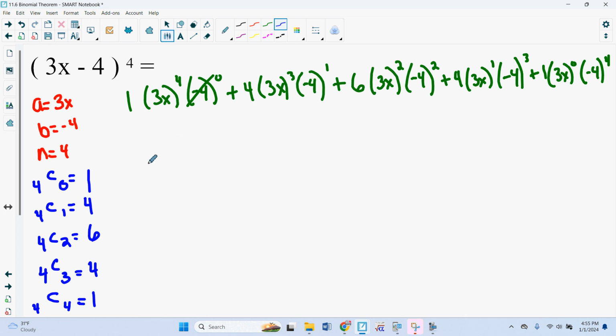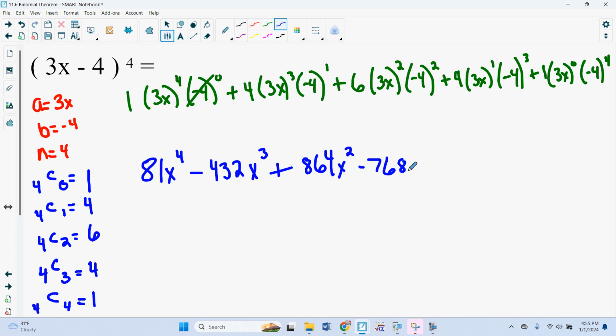So now here, 3x to the 4th is 81x to the 4th. Here we have a negative sign, so this is going to be 3 cubed times 4 is 432. I did these ahead of time. Plus here the negative squared goes away, so we multiply those out. This is 864x squared. Here the negative is going to stay around, so this is minus 768x, and then plus 256. So you can see by using the binomial theorem, this is much easier to multiply out and to get our answer than by trying to do this by FOIL and by hand.